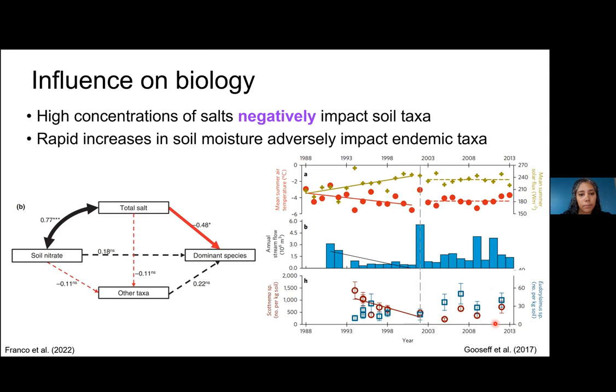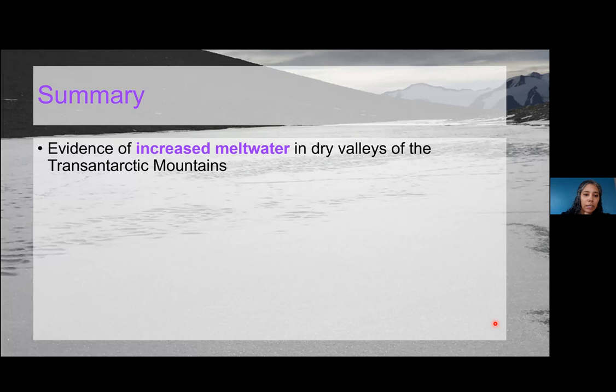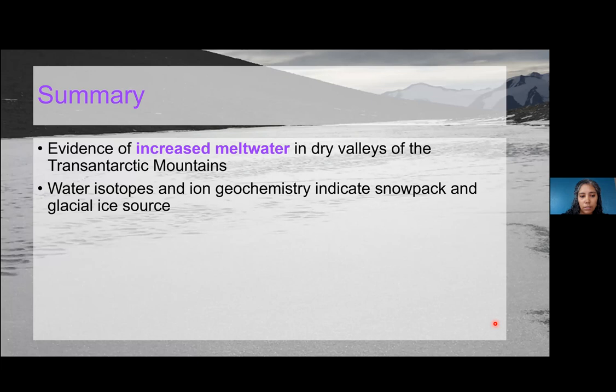So just to take away from that first portion here, we obviously have evidence of increased meltwater in the dry valleys of the Transantarctic Mountains. So this is actually water that isn't typically accounted for. It's typically in closed basins, but still important as metrics for change in glacial volume. We can look at our water isotopes and ion geochemistry, which I didn't discuss here, but it's in that paper, and indicate that it truly is coming from our snow and our glaciers.